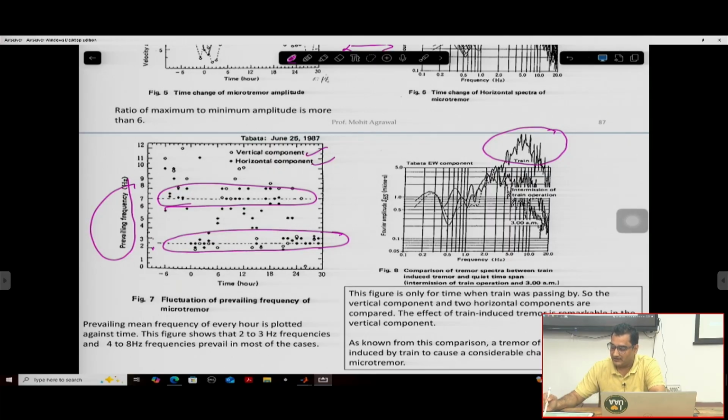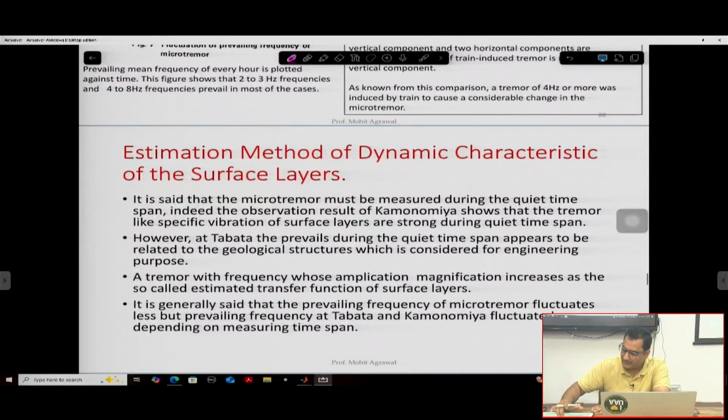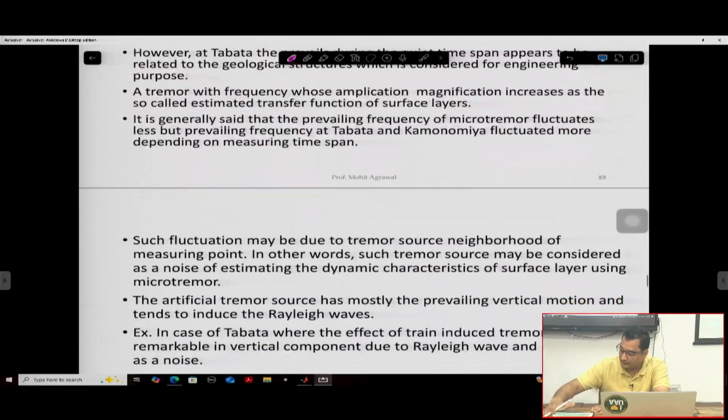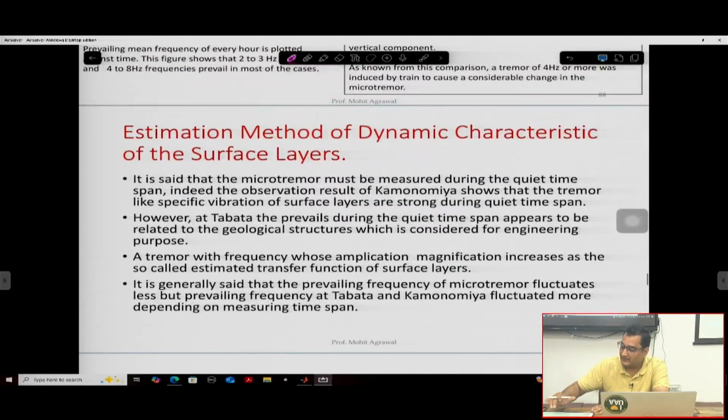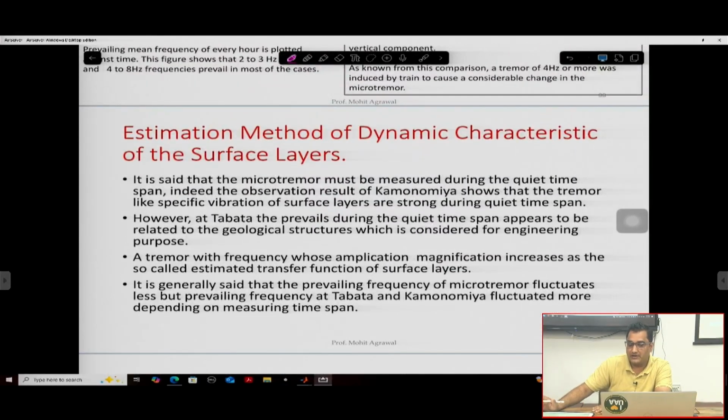But otherwise, the prevailing frequencies that are coming in between 2 to 3 seconds are mostly happening due to the geological structures present over there. Now, how did they come to the conclusion that the horizontal to vertical ratio is equivalent to the site response, or maybe the transfer function of the region? So this is what they have said about their data.